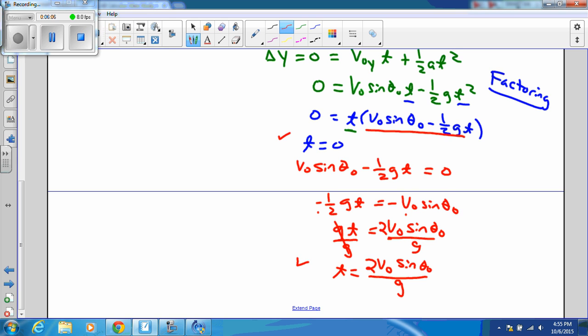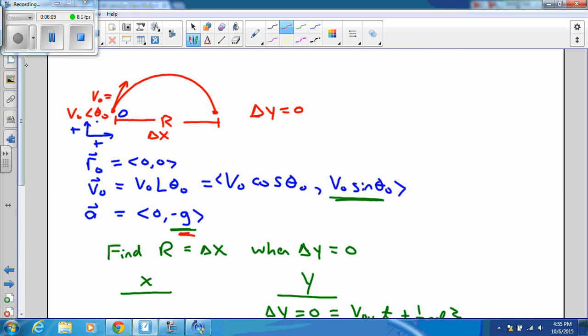Now what do these two solutions mean? Let's go back to our diagram and see.